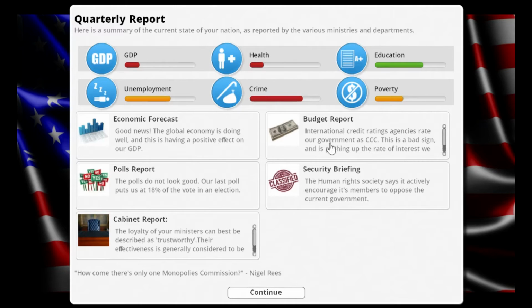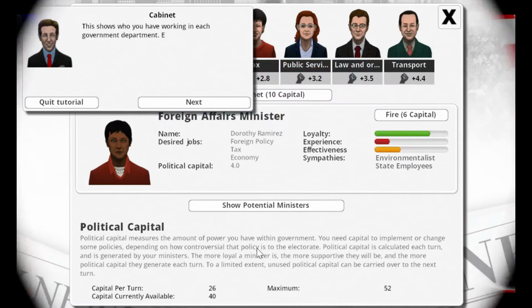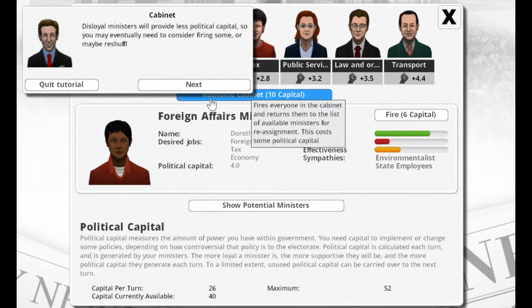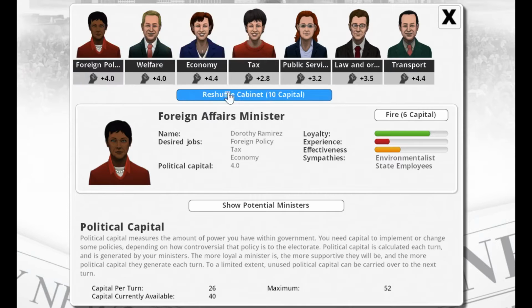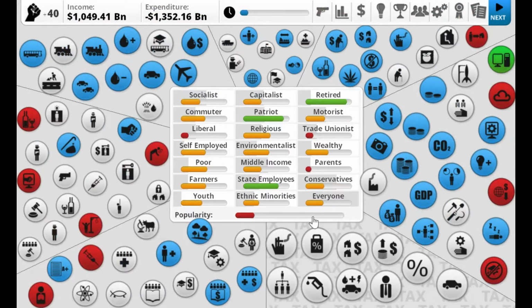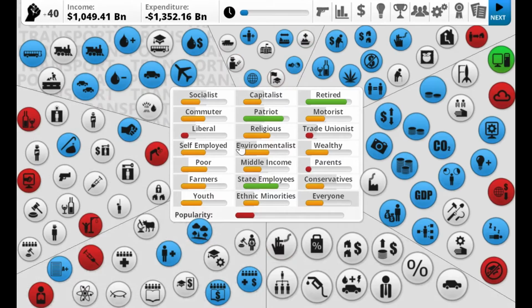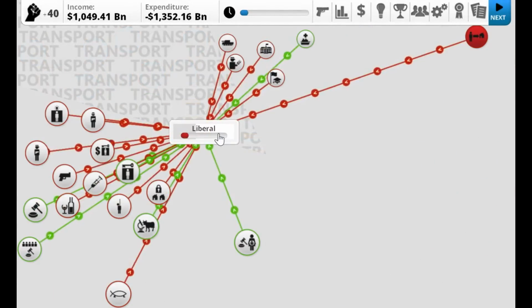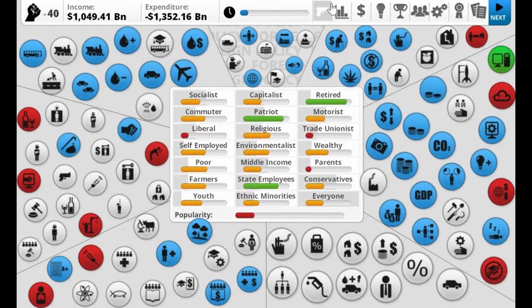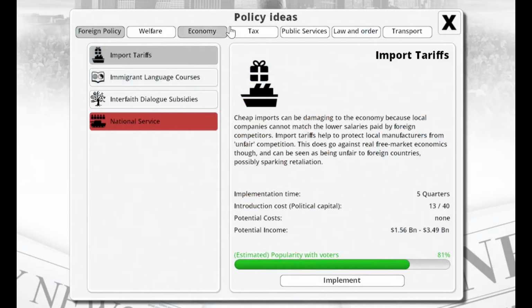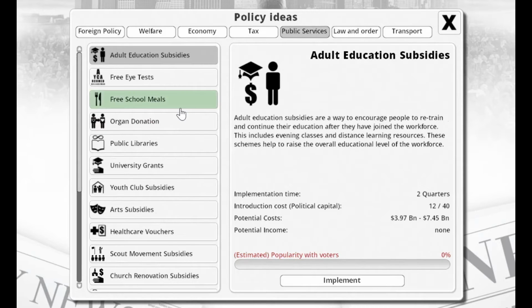Budget seems like a bad thing. Okay, they seem trustworthy. No, I already said they're trustworthy. Okay, they're good. What do I go with now? Got 40 capital, so I could just... I realize now that I could actually build more policies. Where's the option? Implement new policies. Let's go with public services.